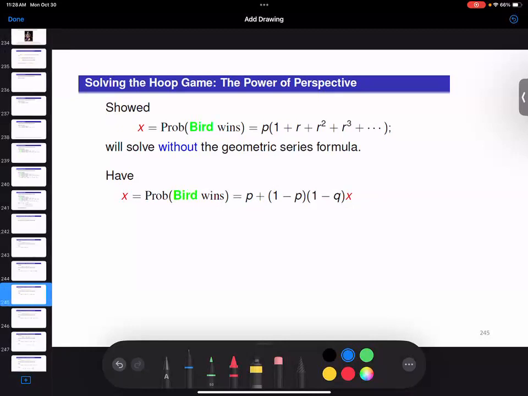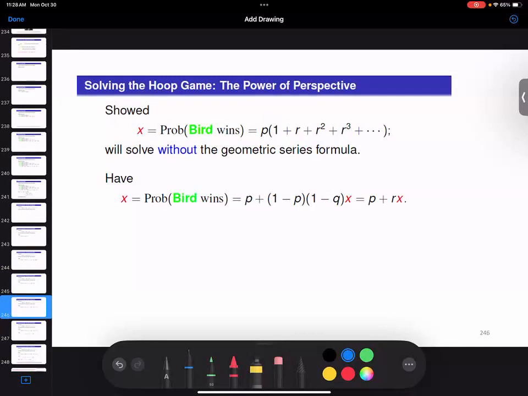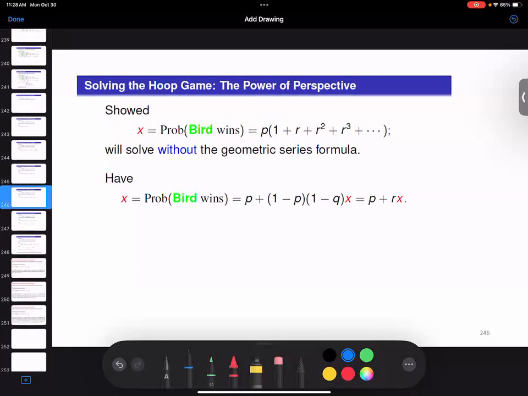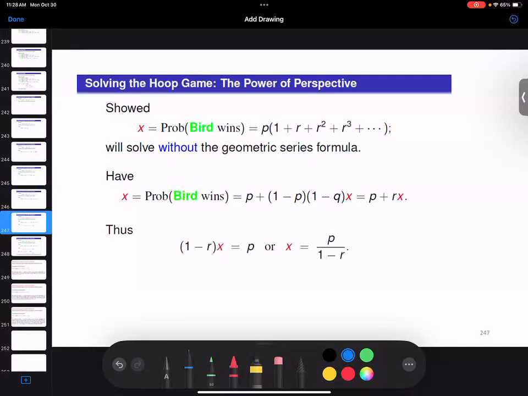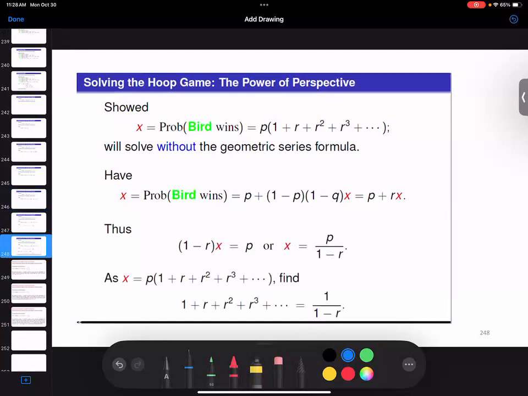Now that we know that this is just X, we can solve for X. That's not so bad. I will replace 1 minus P times 1 minus Q with R, and I can solve for X, and I get X is equal to P over 1 minus R. But we know X is P times the geometric series. So when we substitute that in, we now get our geometric series formula. So you can get the geometric series formula as a consequence of the memoryless process.